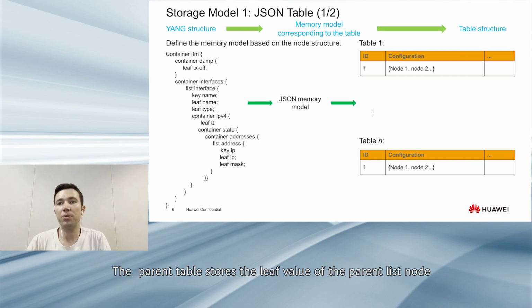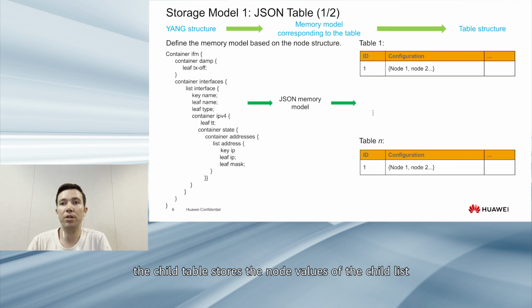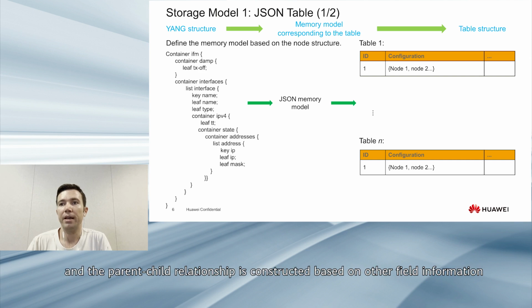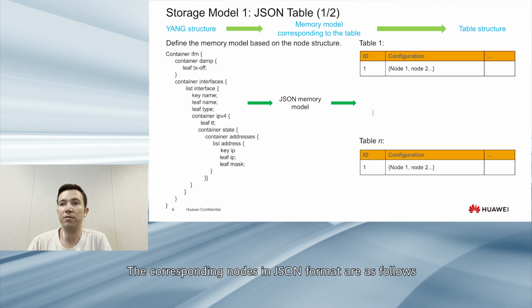The parent table stores the leaf value of the parent list node. The child table stores the node values of the child list, and the parent-child relationship is constructed based on other field information. The corresponding nodes in JSON format are as follows: name of node 1, value of node 1, name of node 2, value of node 2.